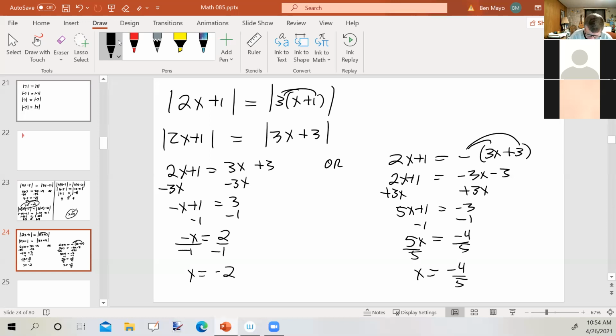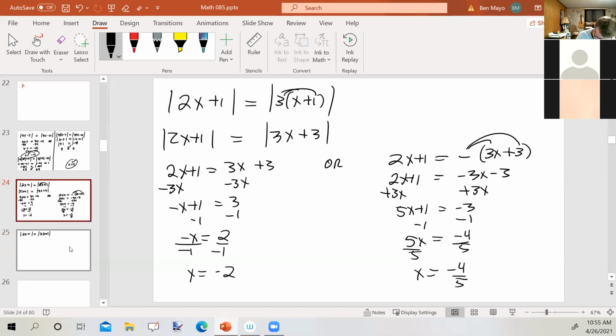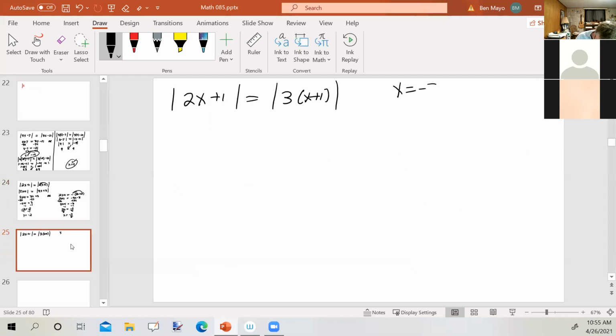All right, so I think I'm going to recopy this on the next page rather than erase everything. Let's see, where did it go here? All right, so the absolute value of 2x plus 1 equals the absolute value of 3 times the quantity x plus 1. And we have x is negative 2 and x is negative 4/5. Negative 2, negative 4/5.